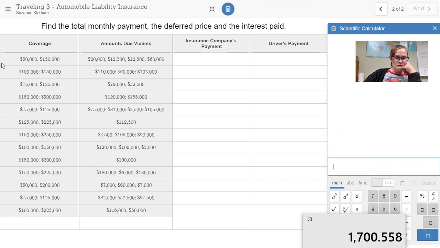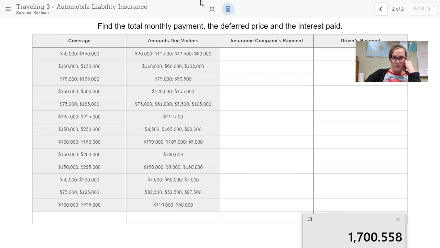Okay, so this first one, $50,000 per person and $150,000 max. We look at each of these people, each of the victims, and this is what it says. $20,000 for one victim, 12,500 for another, 12,500 for a third, and then 60,000 for a fourth. So the $60,000 person is only going to get $50,000. Okay, we need to add all of those up.